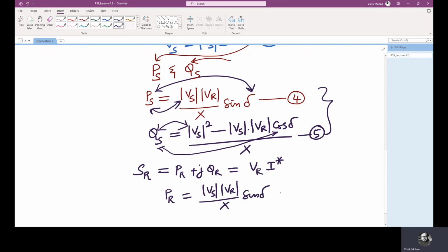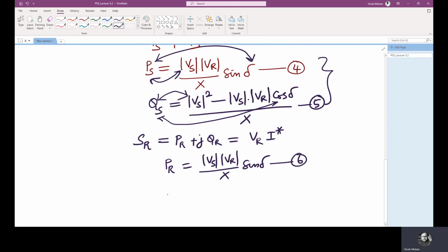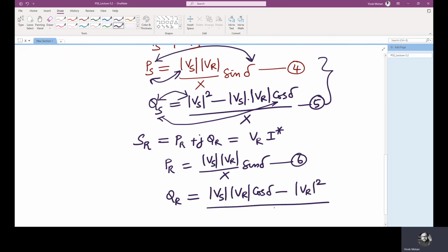There is no difference between the sending end active power and the receiving end active power because we assume that it's a lossless line. The impedance is reactance itself; there is no resistance in the line. So this is equation 6: PR equals PS. Now what about QR? There is a reactive power drop in the line because we have considered a reactance XL for the line. So QR equals mod Vs mod Vr cos del minus mod Vr squared by X. This is equation 7.